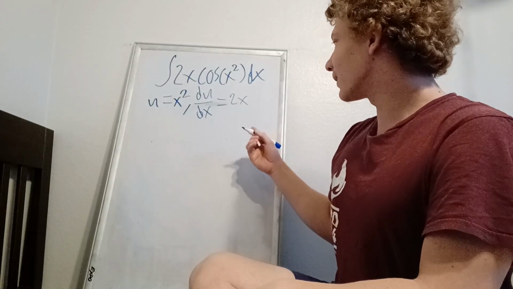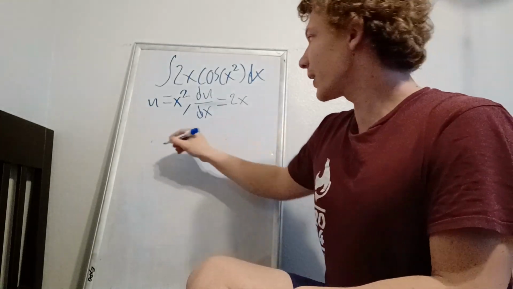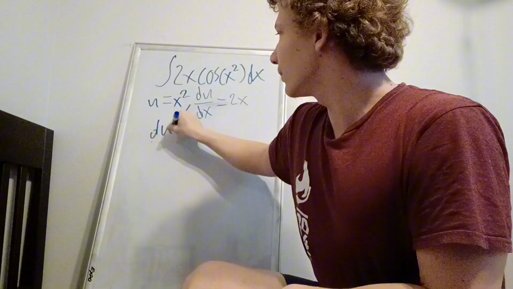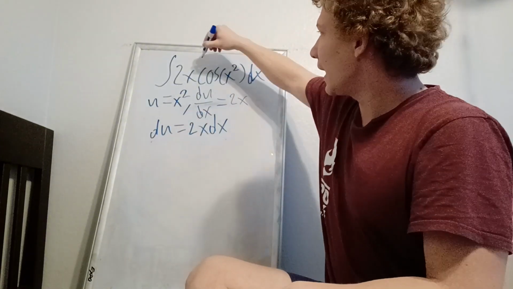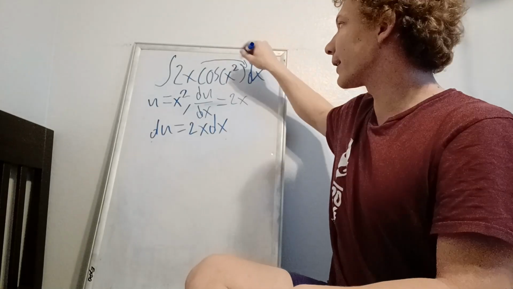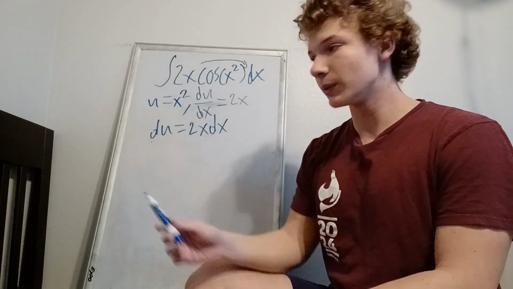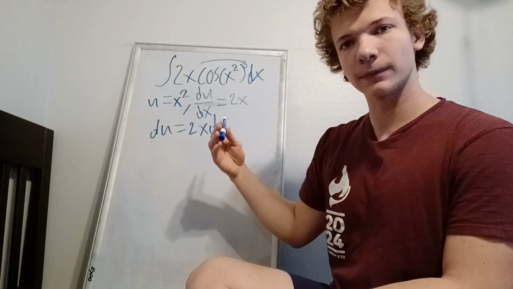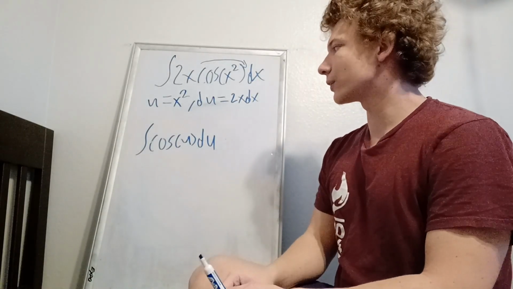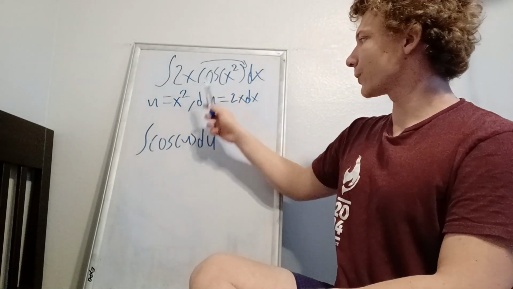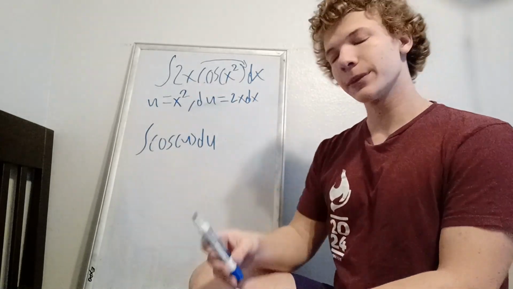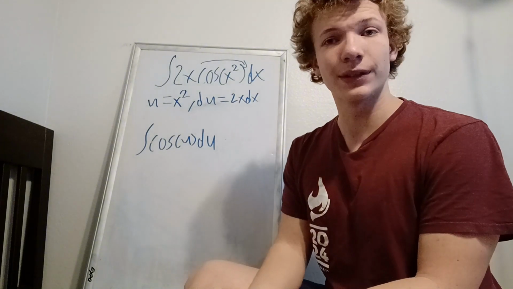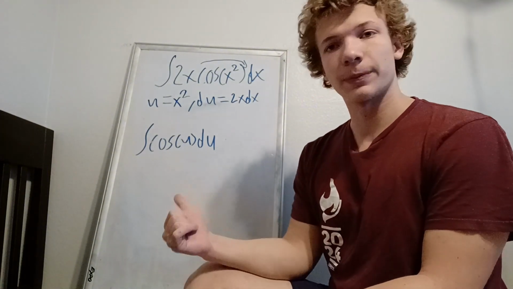Now, the next step here is to multiply this dx on both sides so that we get du equals 2x dx. Now we have 2x times dx right here, so we can substitute du straight in there for that. Doing so nets us this new integral. We know that x squared is u, so we plug in u inside of that cosine, and this 2x dx is the same as du. Now this integral becomes the integral of cosine u with respect to u.